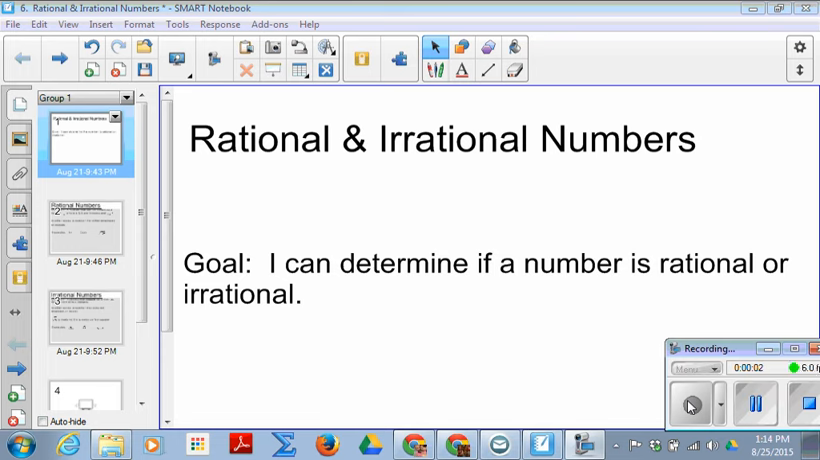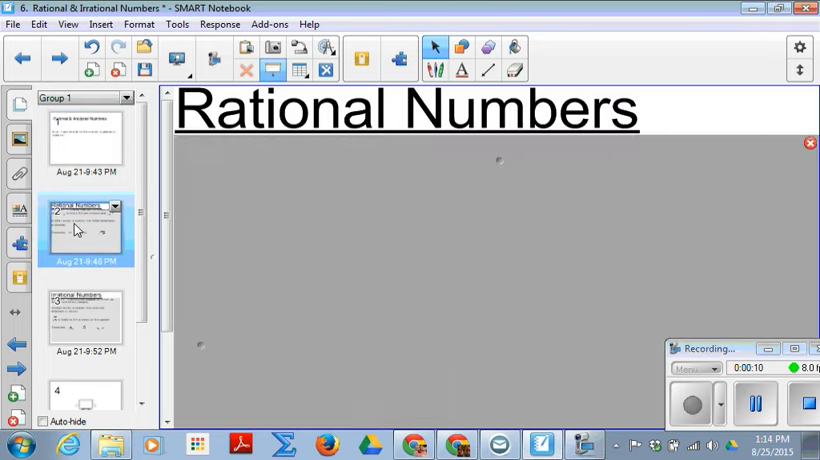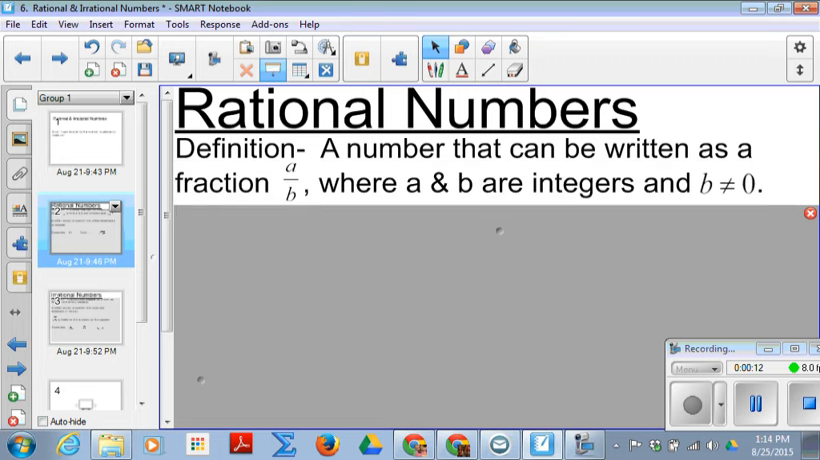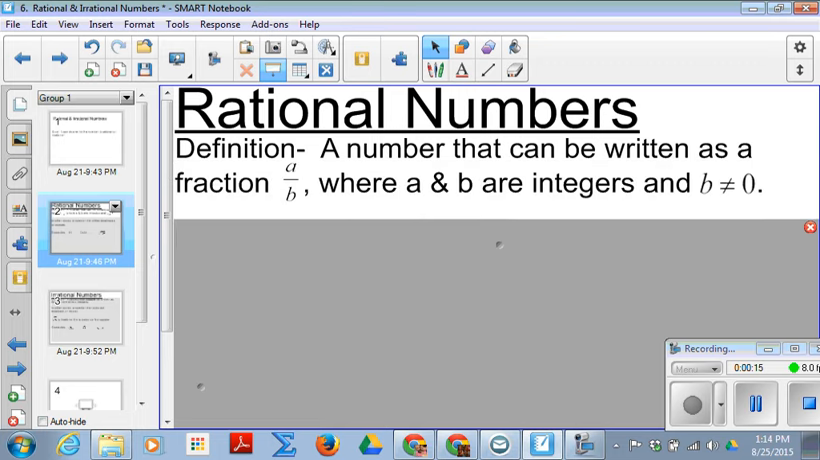Today's lesson is over rational and irrational numbers, and the goal is to be able to determine if a number is rational or irrational. So rational numbers are numbers that can be written as a fraction in the form a over b, where a and b are integers and b is not zero. Another way of saying it is any fraction you have ever seen is rational.